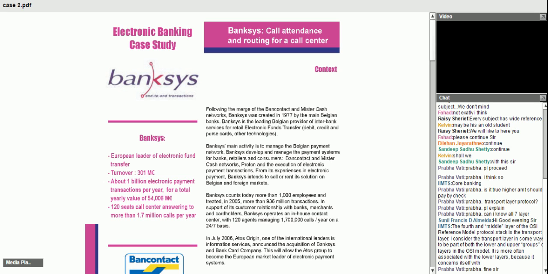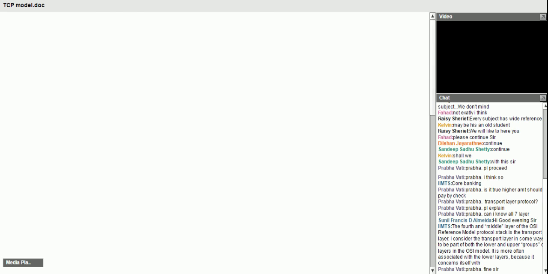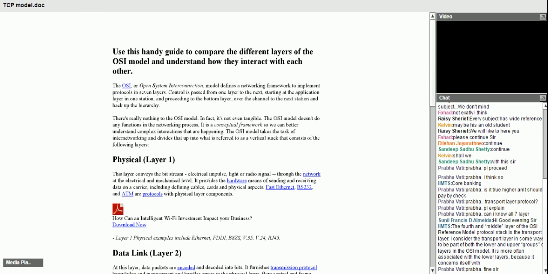So it's loading the OSI model. So it is basically the network layer. There are 7 layers defined in the OSI model. So let's see it one by one. What are they basically?